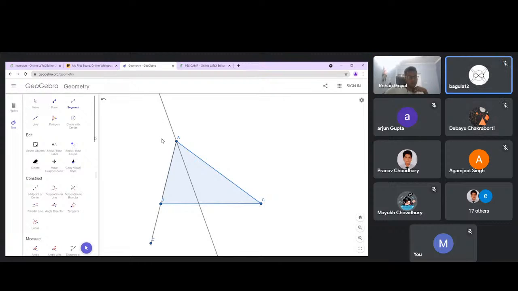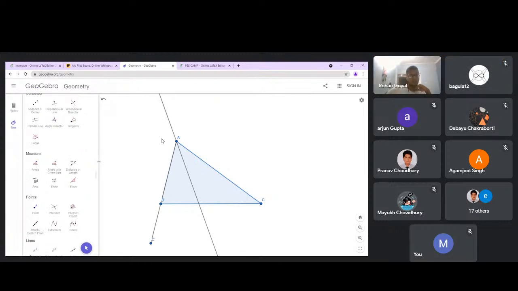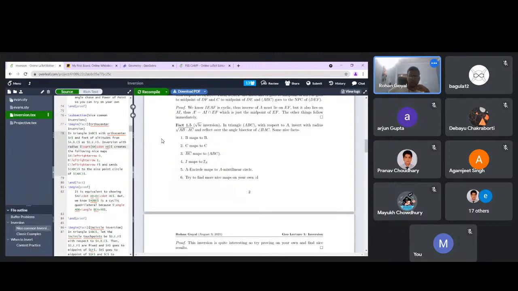Yeah. Yes. Okay, good. Now that we have that out of the way, you can read these properties as well. B maps to C, C maps to B. This is what it's supposed to be. BC maps to ABC.